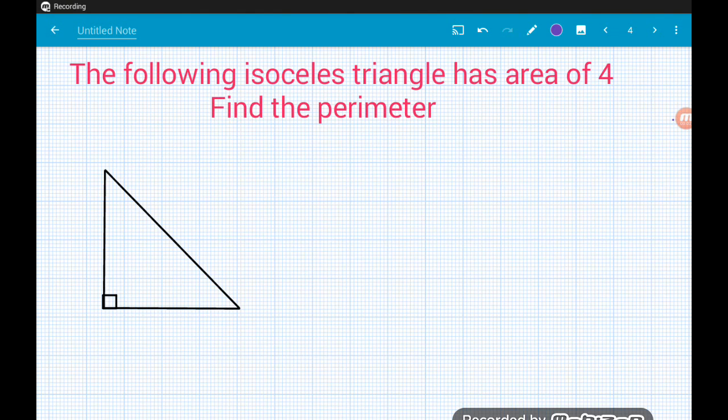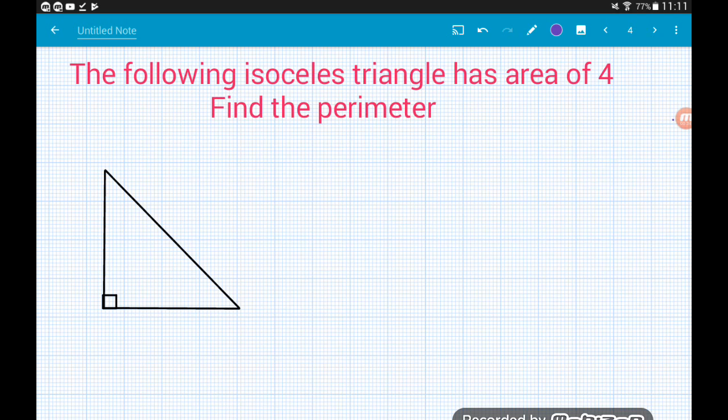So here we have an isosceles triangle and we're told that it has an area of 4 square units. And our mission is to find an expression for its perimeter. So at first glance, this might seem quite simple. We've got a triangle, we know its area, and we want to find its perimeter. It's not as simple as it may seem though. The reason being that to start off with, we don't know a single one of its lengths.